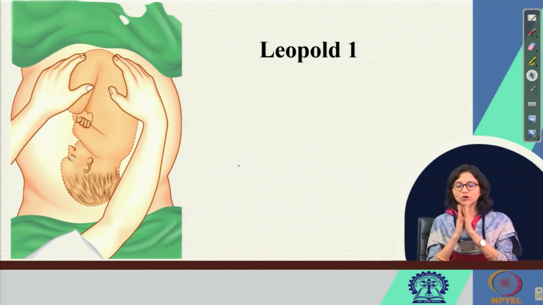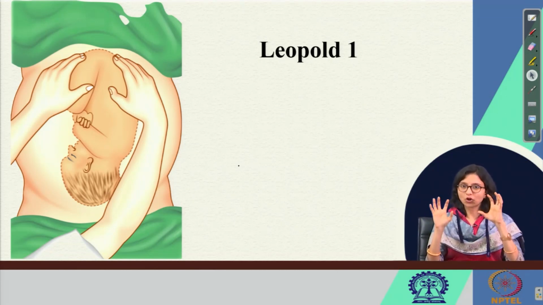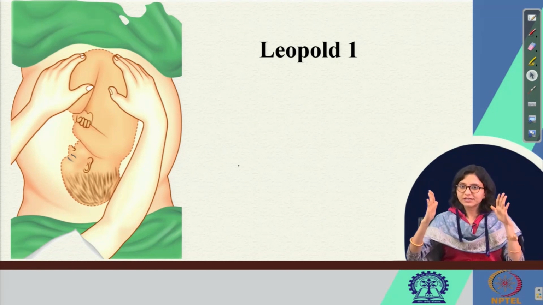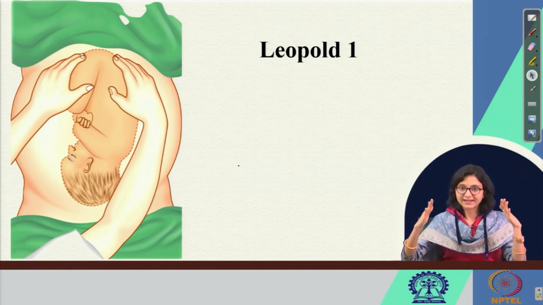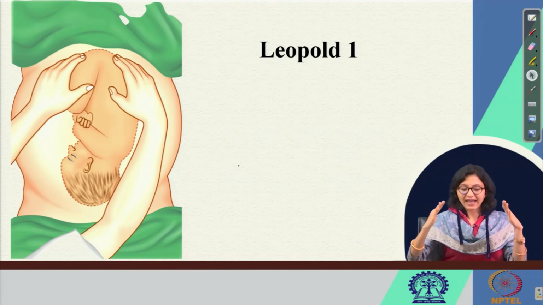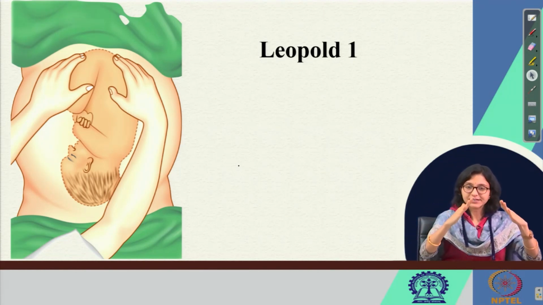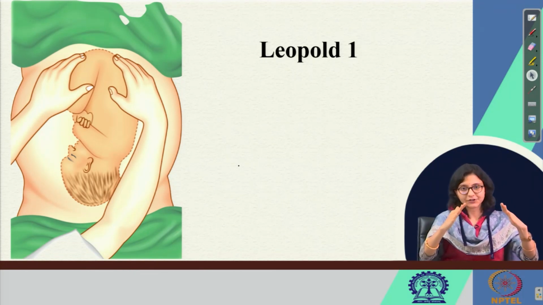Using the surface of the palms, not the fingers, you put the palms of both hands on both sides and palpate the fundus of the uterus. While palpating the fundus of the uterus, this is called the fundal grip.